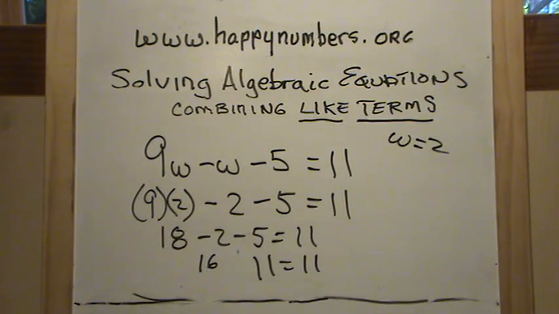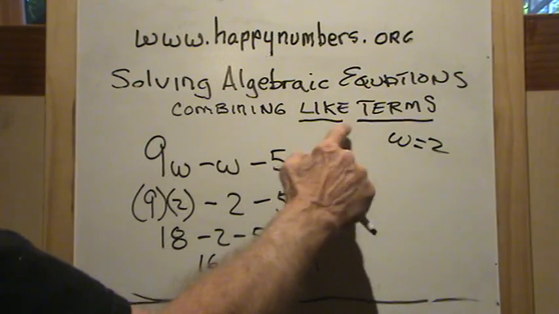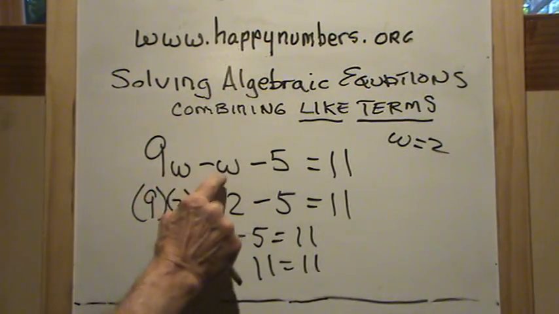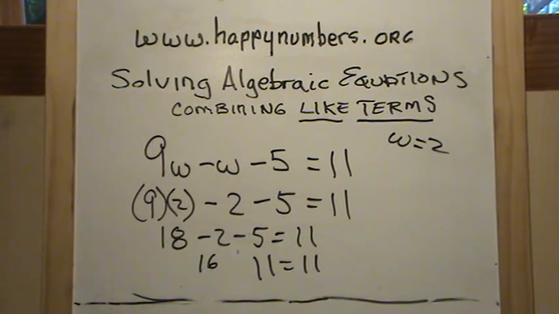Well, good. Well, that's solving algebraic equations that have like terms in it. Remember, if this is one term and this is a term, they both have W's in it, then we can combine them or put them together.